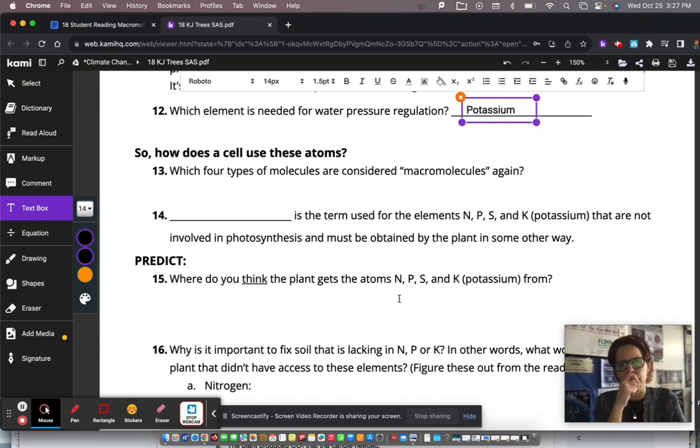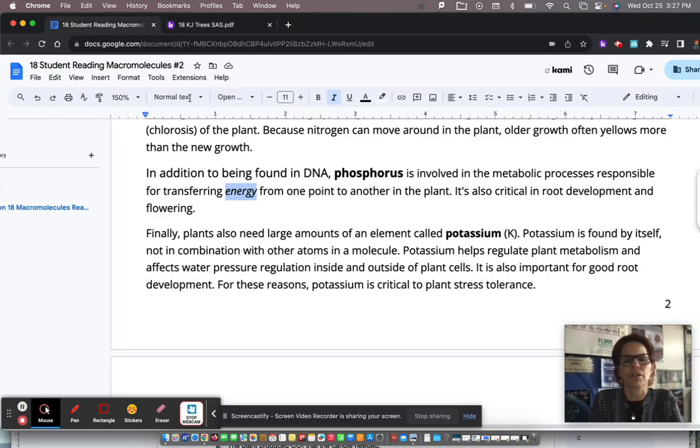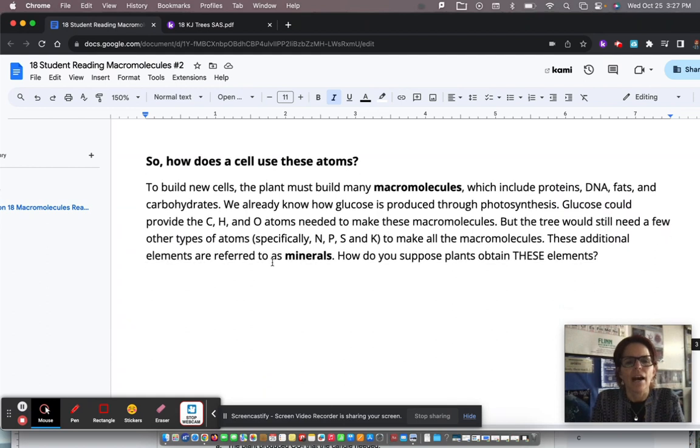How does a cell use these atoms? Which four types of molecules are considered macromolecules? Again, that's what we're going to listen for. So let's read on. How does a cell use these atoms? To build new cells, the plant must build many macromolecules.